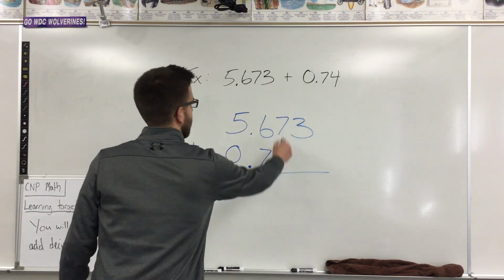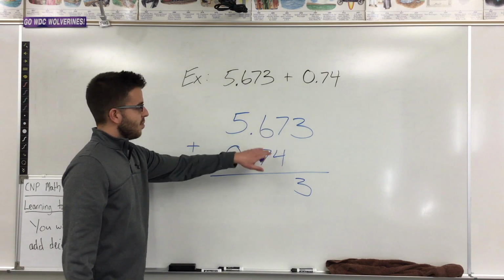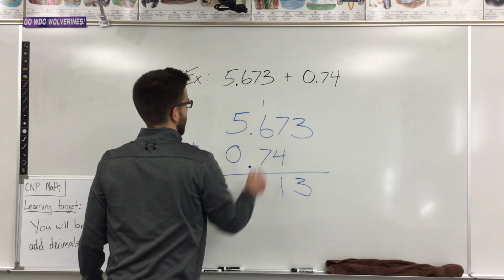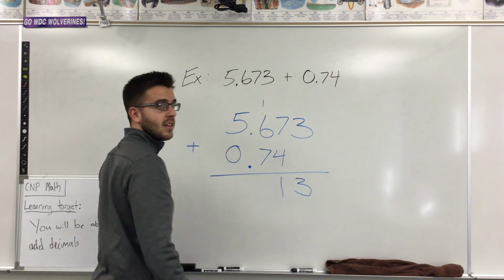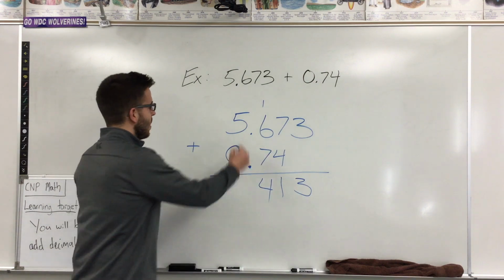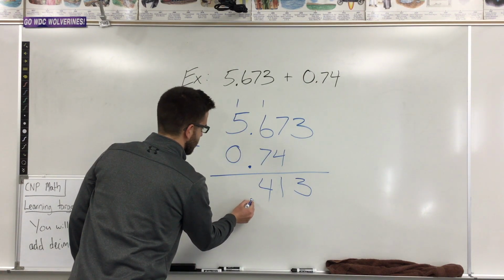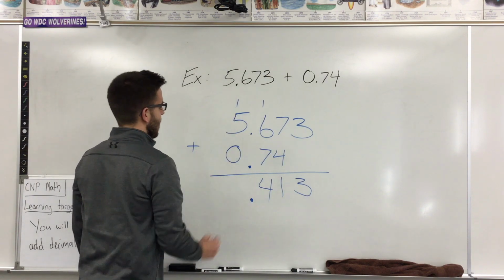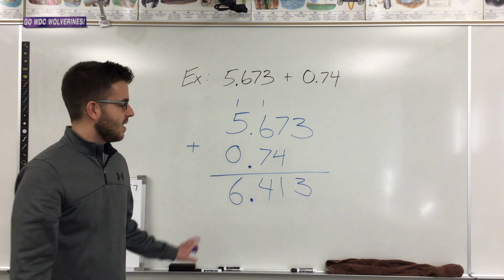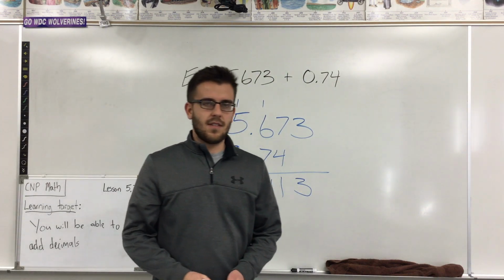Write our line. 3 plus nothing is 3. 7 plus 4 is 11. You put the 1 down, carry the 1. 1 plus 6 is 7. 7 plus 7 is 14. We put the 4 down. We carry the 1. We bring the decimal point straight down. 1 plus 5 is 6. And our answer is 6 and 413 thousandths.